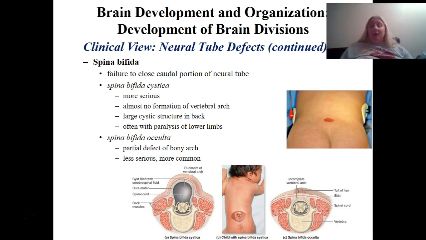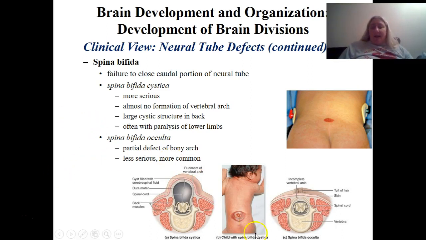Spina bifida, a much more common disorder, is failure of the vertebrae to close properly. And so the nerves in the spinal cord and the spinal fluid actually pool outside of the spinal cord area, which can cause paralysis because you're putting a lot of pressure on the nerves. It can cause other problems.